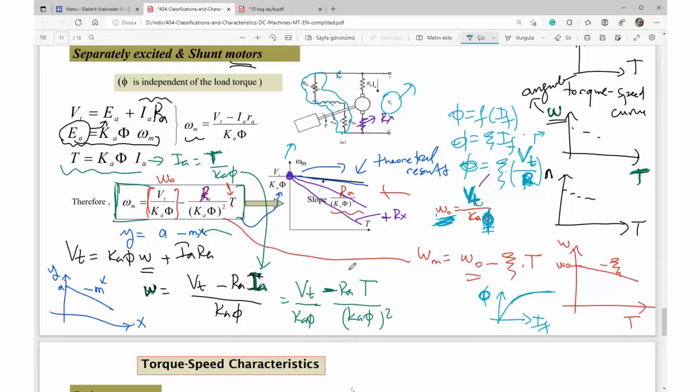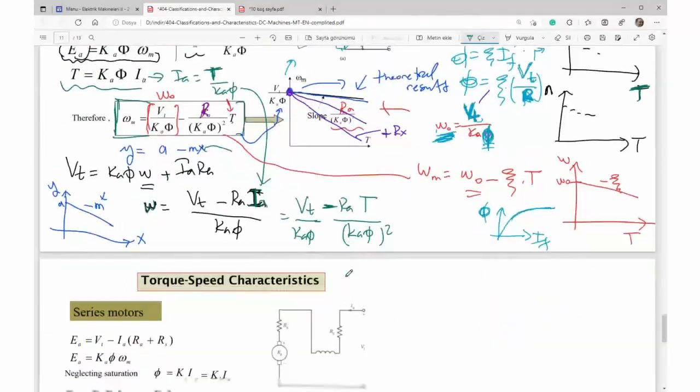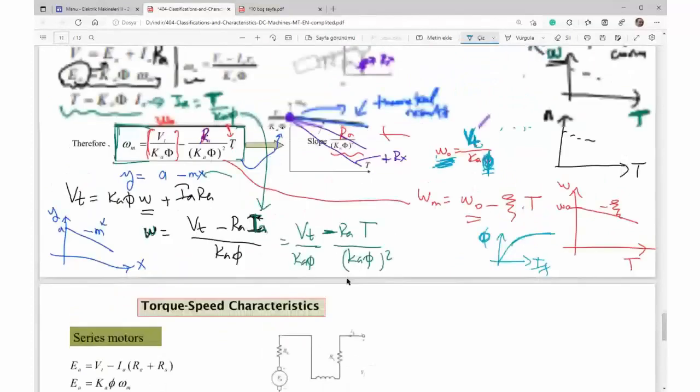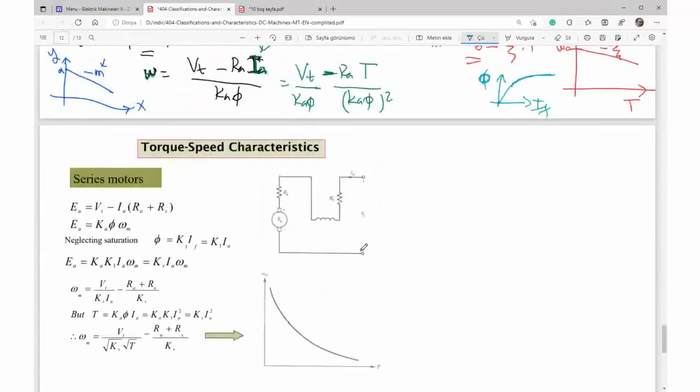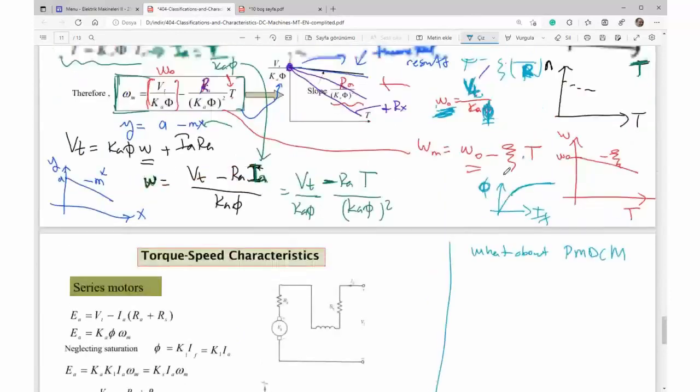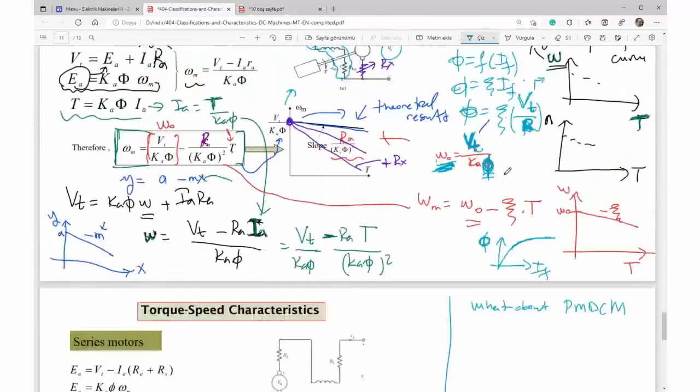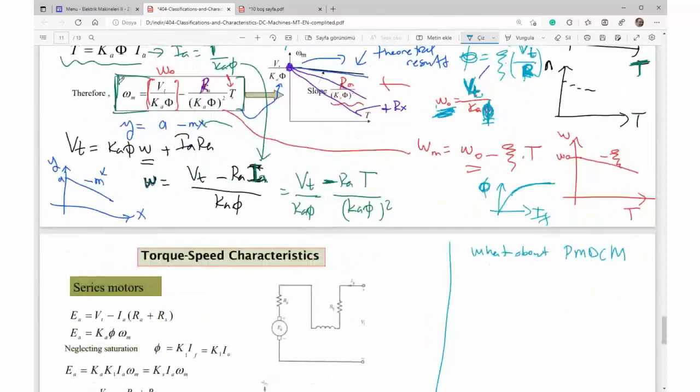Okay. Let's discuss. Let me make another discussion here. What about permanent magnet DC motor? Okay. Let's write the equation, clone the equation here.